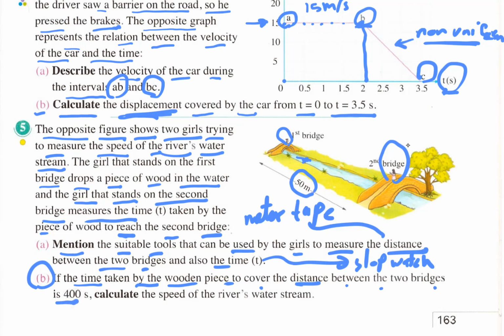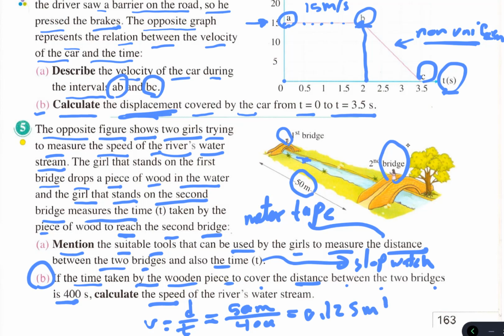So now we have the time. Calculate the speed of the river. So the speed equals d over t. D is 50 meters, t is 400. So 0 goes with 0, 5 over 40 is 1 over 8, which means 0.125 meter per second. This is the speed of the stream of the river.